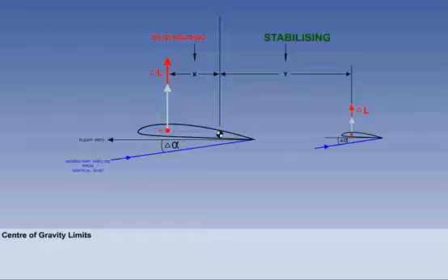The fore and aft position of the centre of gravity will have a significant effect on longitudinal static stability. The illustration shows a centre of gravity position at which the stabilizing tail moment is bigger than the destabilizing wing moment. The aircraft will have some measure of longitudinal static stability.